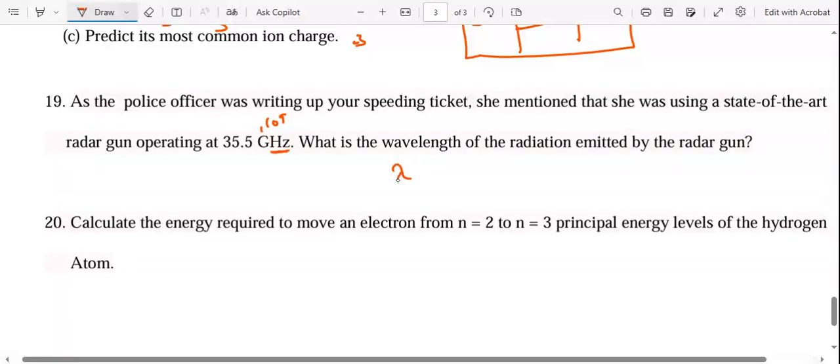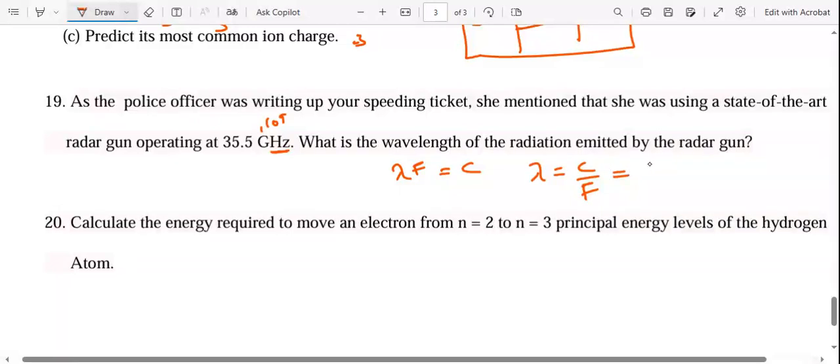So we have this governing equation, speed equals c. This is the equation that governs these radiations. They are asking us to find the wavelength, so we divide. The wavelength is equal to c over f.